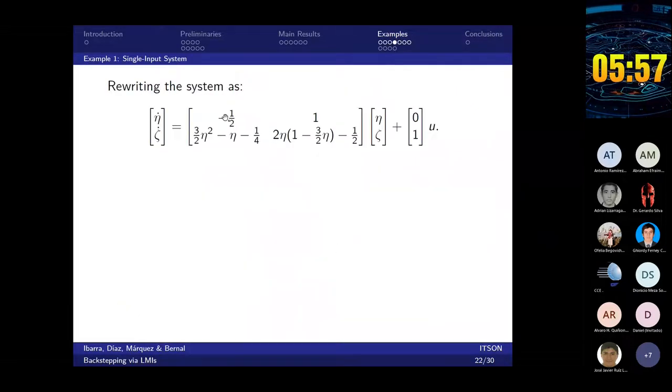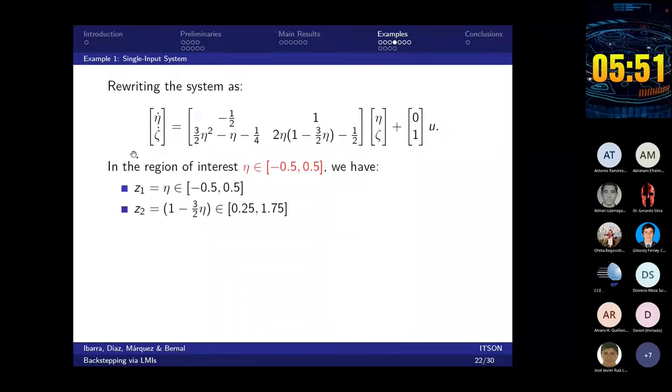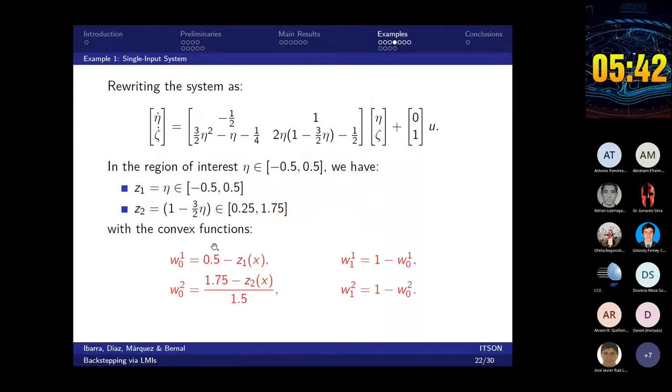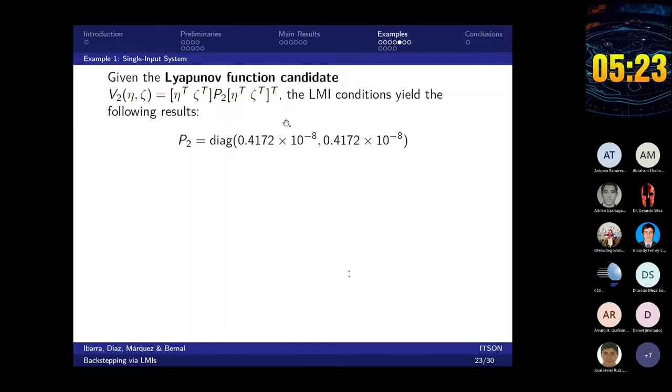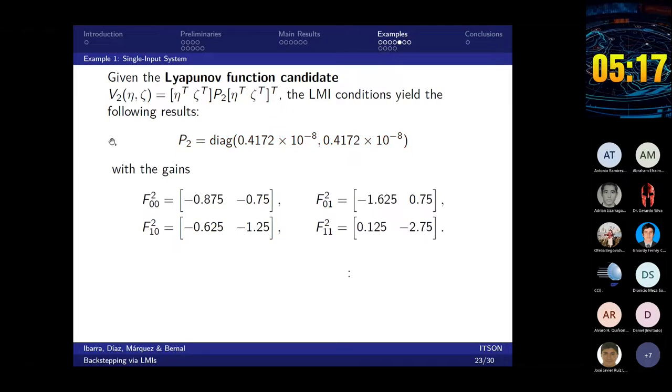Now, we take this system and we will rewrite it in a convex form. So we need to establish, again, a region of interest, and we define these non-constant terms with these bounds. With this information, we can build this convex function. And again, we need to stabilize the system. Given this Lyapunov function candidate that now involves eta and theta, the LMI conditions yield these results, this matrix P2, and the gains F below here.